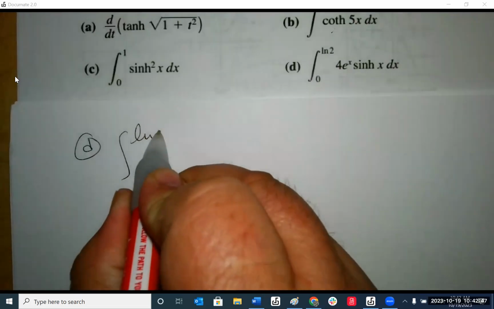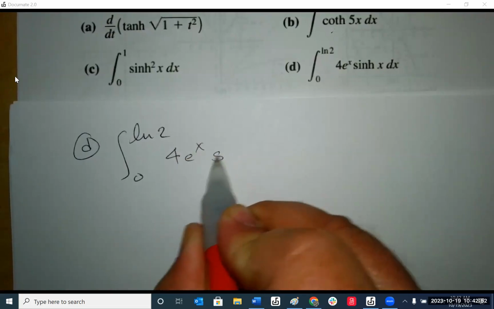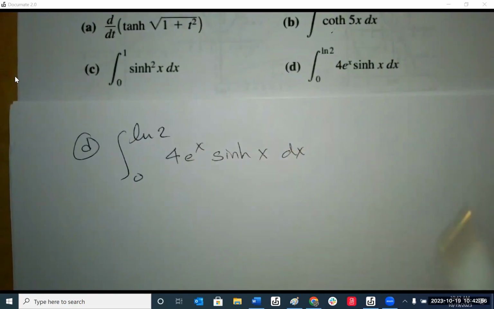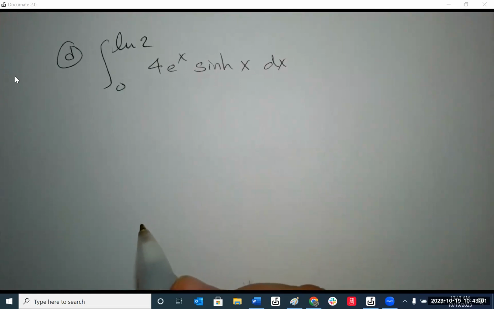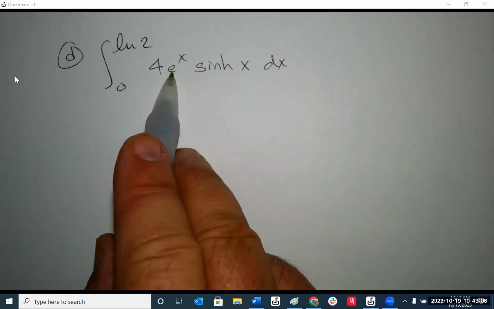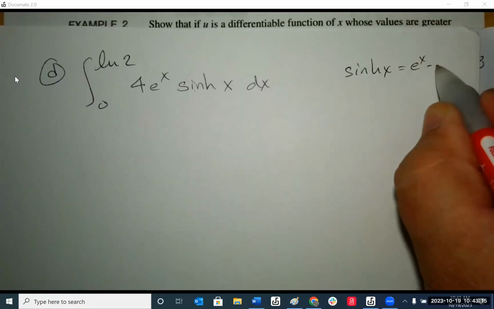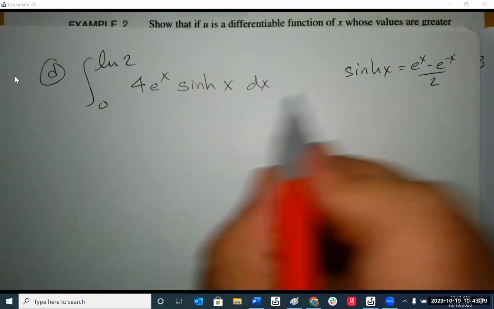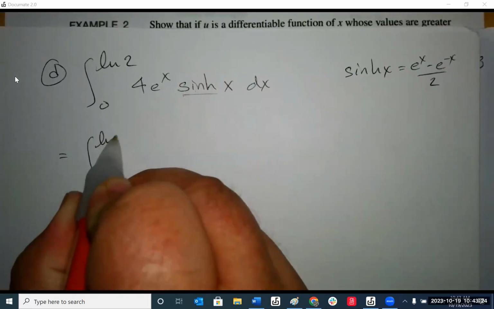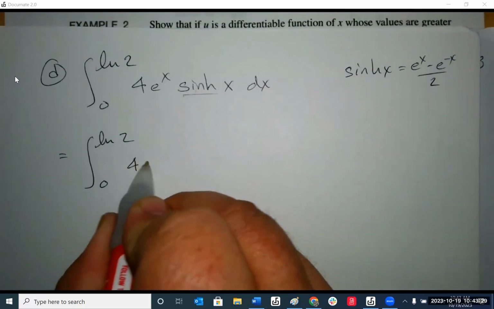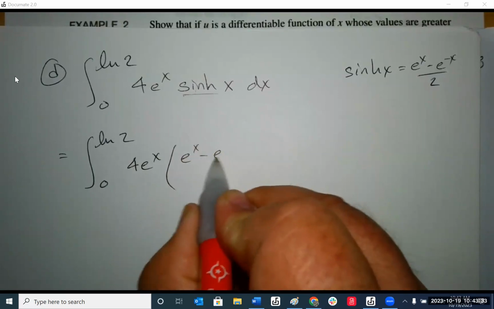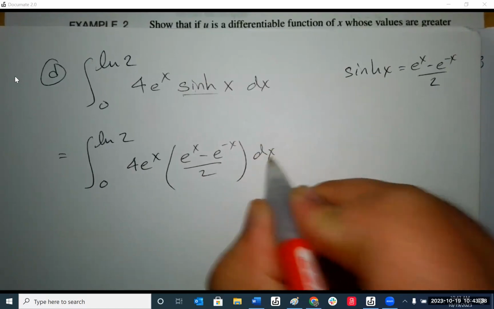All right. Then let's look at D. The closed integral from 0 to ln 2 of 4 e to the x hyperbolic sine x dx. Since I have an e to the x there, let's convert this one to the e. Remember we said sine hyperbolic x was e to the x minus e to the negative x over 2. So we can just put that in there, especially since our bounds are natural logs. So it's e to the x minus e to the negative x over 2 dx.